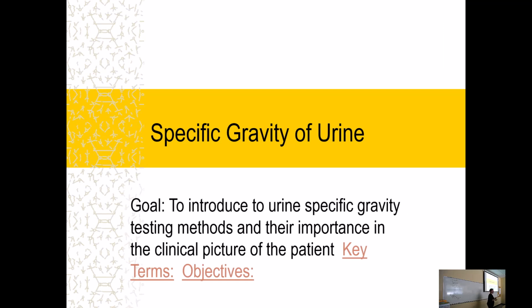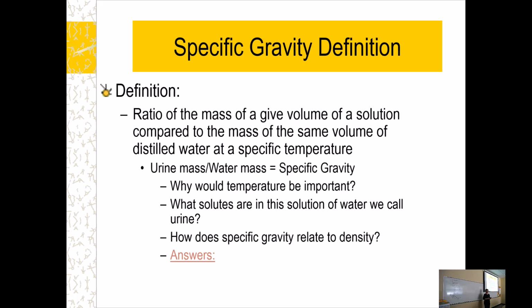Okay, we're going to jump right into specific gravity. This is the second part of this first lecture. So, specific gravity. The definition: the ratio of the mass of a volume of a solution compared to the mass of the same volume of water. Okay, it's under a certain temperature. Room temperature is where we fall through.